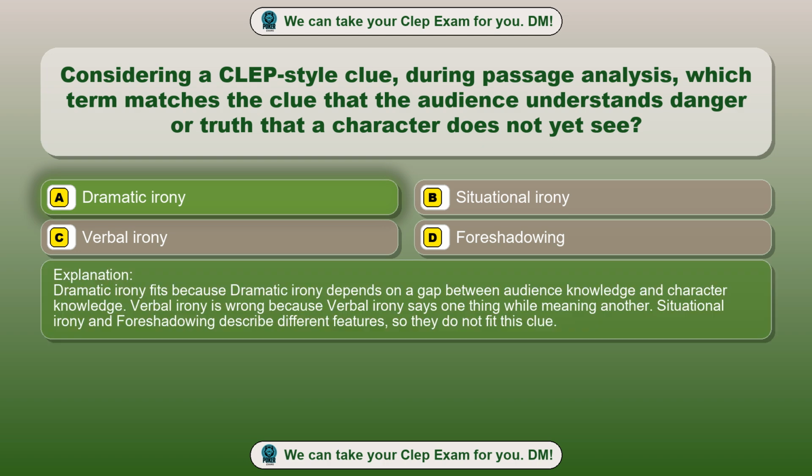Dramatic irony fits because dramatic irony depends on a gap between audience knowledge and character knowledge. Verbal irony is wrong because verbal irony says one thing while meaning another. Situational irony and foreshadowing describe different features, so they do not fit this clue.